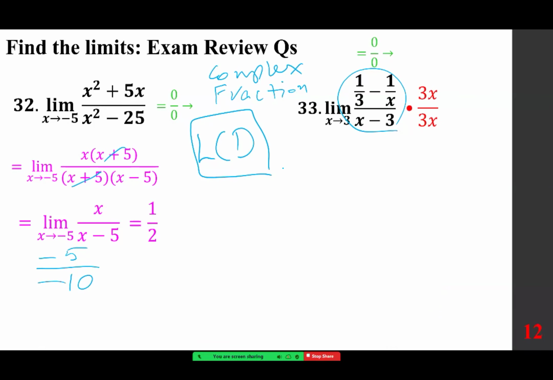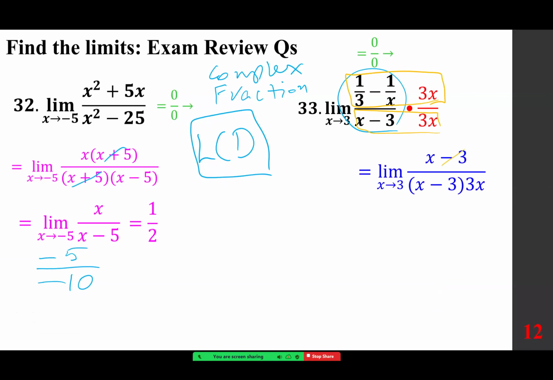When we do that, we keep the denominator intact as a product. When we multiply this by the top, we get x minus 3. These two cancel each other. And when we apply the 3, we get 1 over 9.